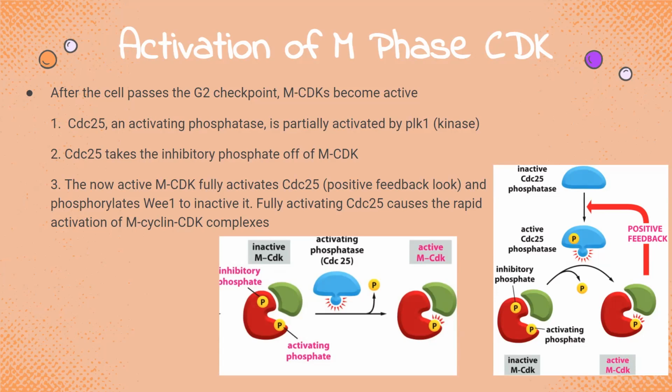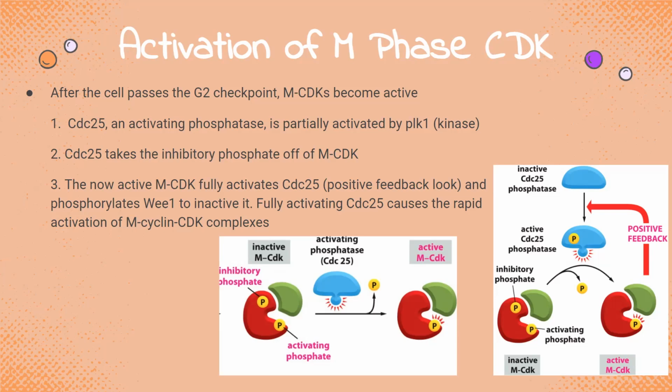So we have CDC25 activated by a protein called PLK1. It's a kinase, so it phosphorylates CDC25 at low levels. So low amounts of CDC25 are now active. CDC25, because it's a phosphatase, takes off the phosphate on CDK that was put there by WEE1. So it no longer has that inhibitory phosphate. And this is where we have that positive feedback loop.